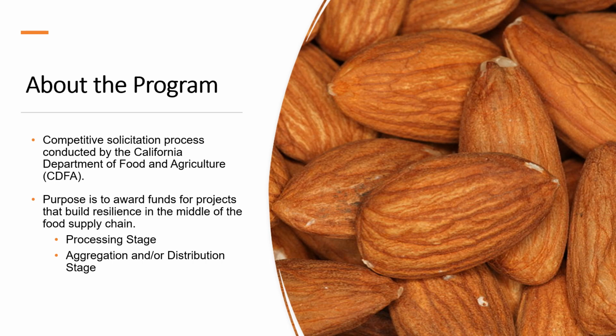The purpose of the Resilient Food Systems Infrastructure Program, or RFSI, is to create more and better processing options for local and regional producers. Projects should support infrastructure in the middle of the supply chain for California food and farm businesses and other eligible entities. Specifically, this refers to activities in the processing and aggregation and distribution stages of the supply chain. Projects focusing on the production or markets and consumer stages are not eligible for RFSI funding.